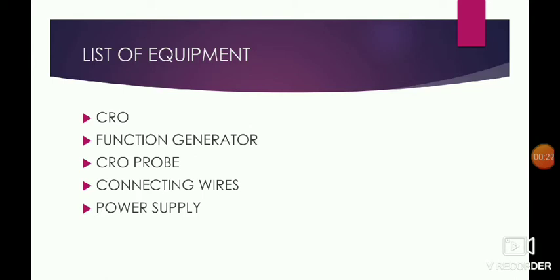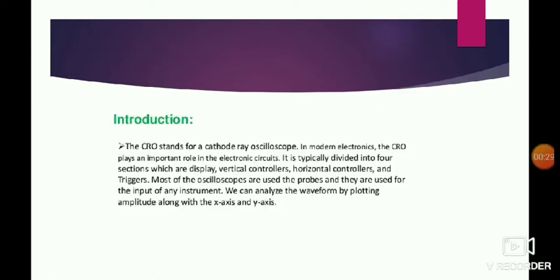List of equipment: CRO, function generator, CRO probe, connecting wires, and power supply. Introduction: the CRO stands for cathode ray oscilloscope. In modern electronics, the CRO plays an important role in electronic circuits. It is typically divided into four sections, which are display, vertical controller, horizontal controller, and trigger.